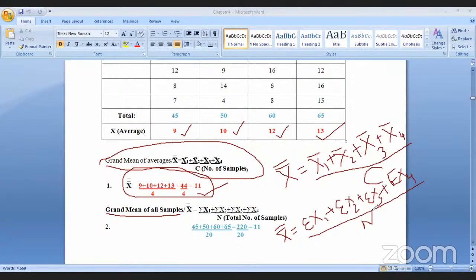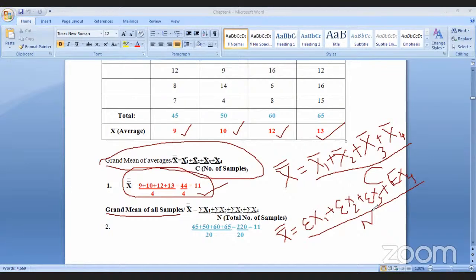ఓకే, అర్థమవుతుందా? నెక్స్ట్ చూడండి, దట్ ఈస్ 45 ప్లస్ 50 ప్లస్ 60 ప్లస్ 65 డివైడెడ్ బై 20. 20 ఎక్కడ నుండి వచ్చింది, ఎట్లా వచ్చింది చెప్పండి? n is equals to 20. 20 ఎక్కడిది వాల్యూ? Rows and columns, sir. 5 into 4.